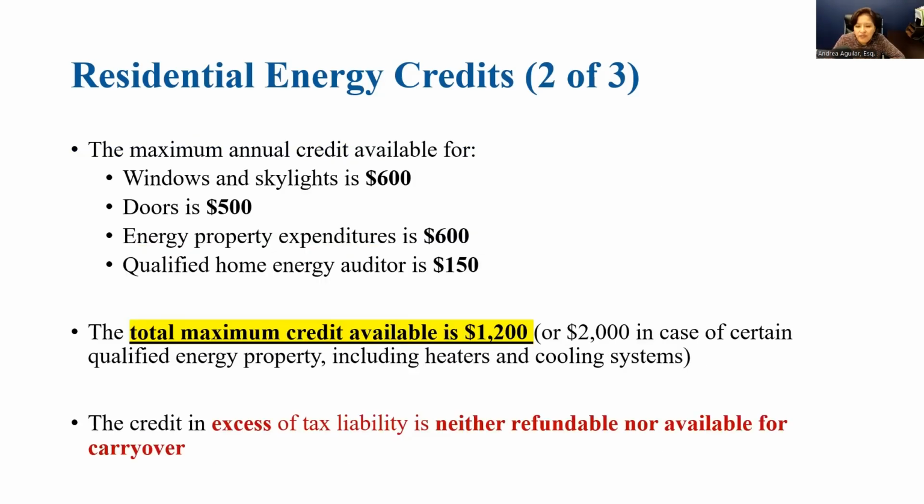Another important detail that you need to remember is that the total maximum credit available here is just $1,200. So it doesn't matter if you have spent $10,000, the maximum credit available is just $1,200. Also, there are particular caps that you need to keep in mind. The maximum annual credit available for windows or skylights is just $600. For doors is $500. Energy property expenses is $600. Qualified home energy auditor expenses is $150.